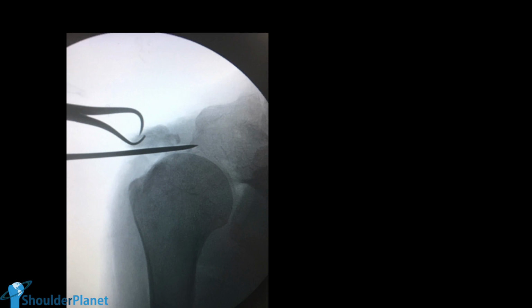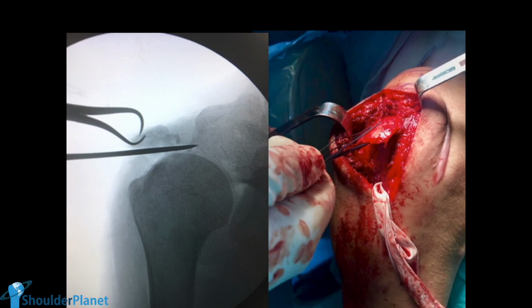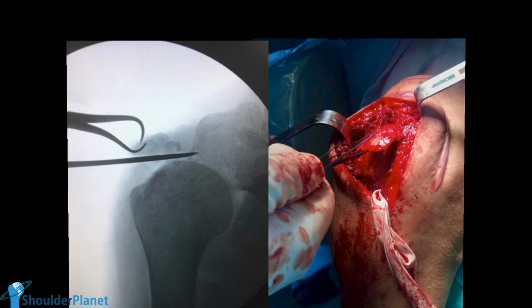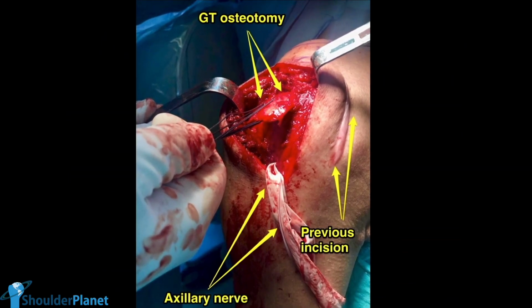So very delicately, I pass 2 whip stitches at this moment of the surgery through the posterior superior cuff, and then I have the fragment in my hands as we are seeing here, and that was a difficult surgery. So here we see the greater tuberosity, something like an osteotomy, because it ended up being like that, because it was a malunion. The axillary nerve here inferiorly, and the previous incision, which was quite strange. I'm going to show that in a minute.